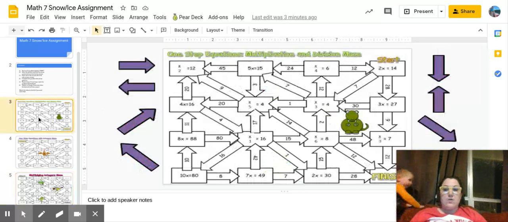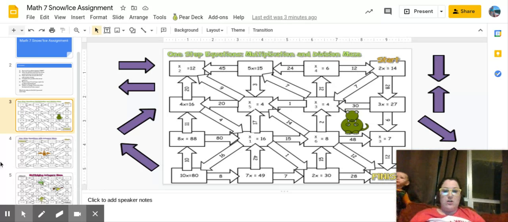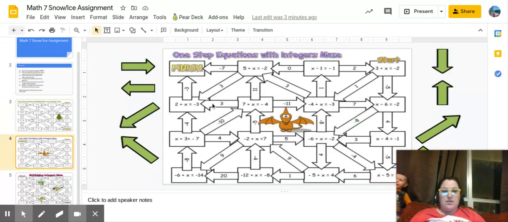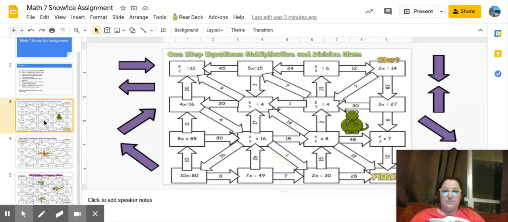Okay, so this is going to be just a brief overview of how you will solve it. So for example, this first one, one-step equations, multiplication and division. You're going to start on every single one of these where it says start. Here on this one, this one's the same. It starts in that corner, and this third one actually starts in the opposite corner.